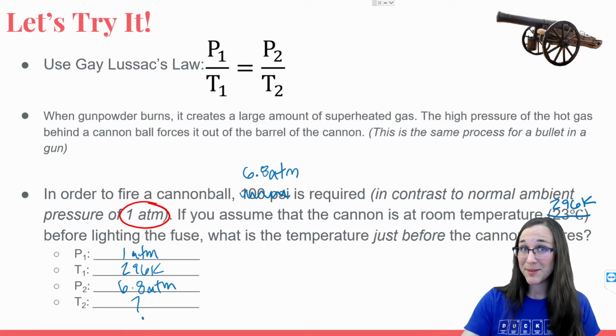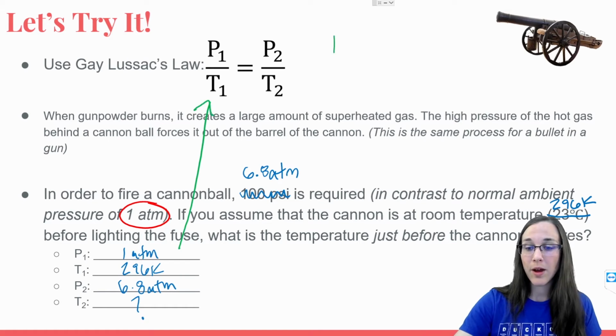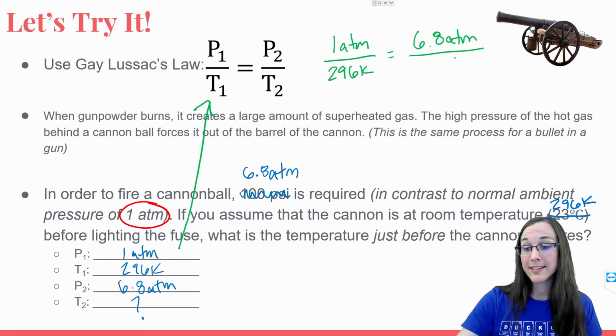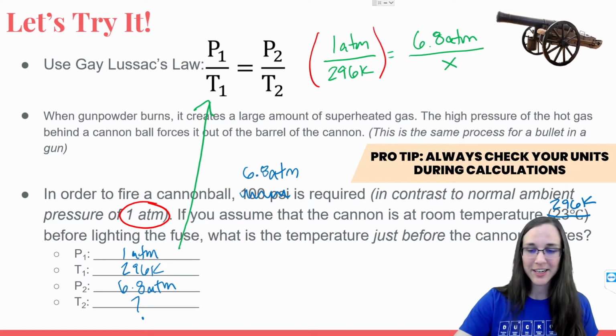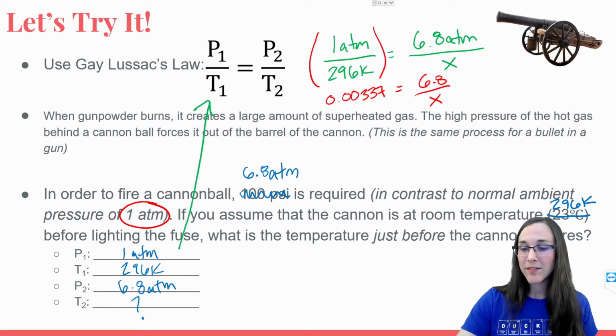Excellent, now it's just a matter of plug and chug into our Gay-Lussac equation. We'll have 1 atm over 296 K set equal to 6.8 atm over x. That's what we're solving for. On this side, my 1 divided by 296 yields a value of 0.00337, still set equal to 6.8 over x. In order to get x out of the denominator, I'm going to multiply each side by x.